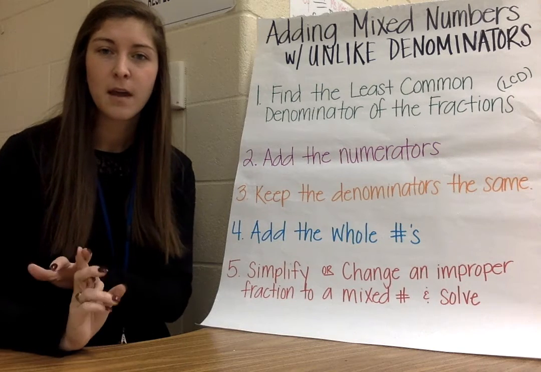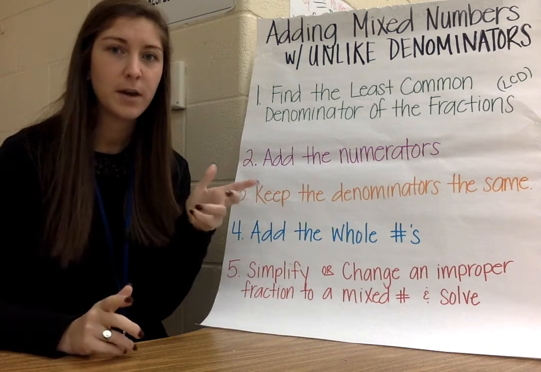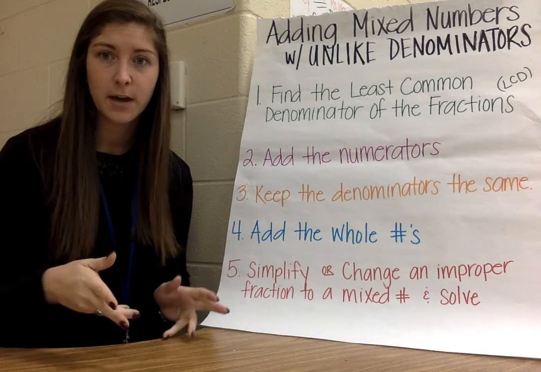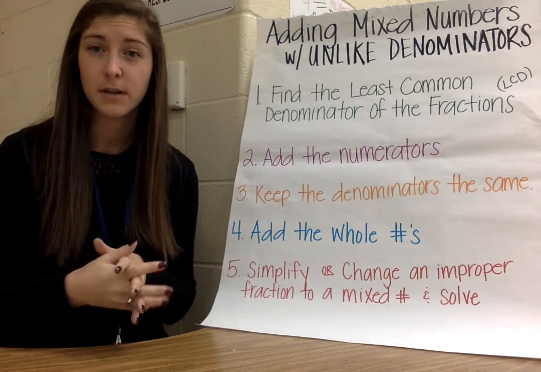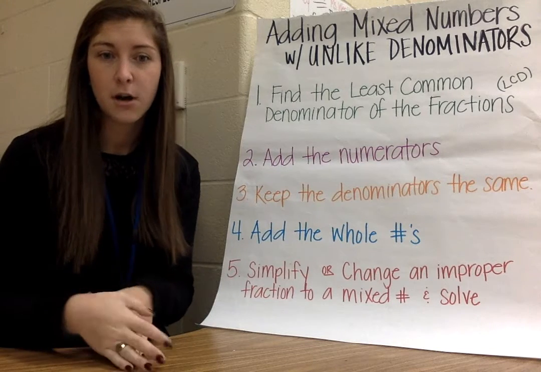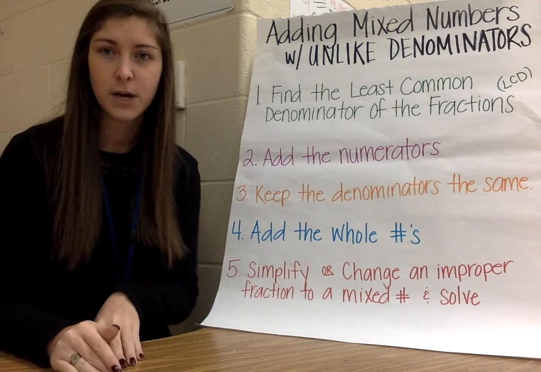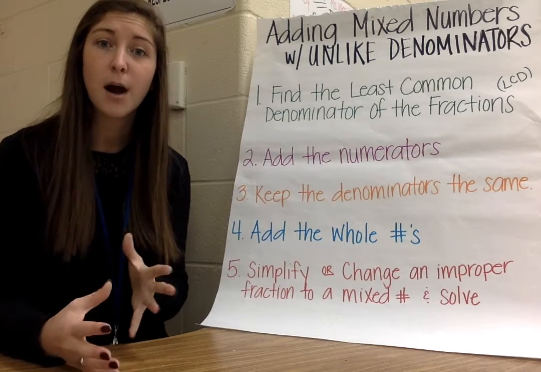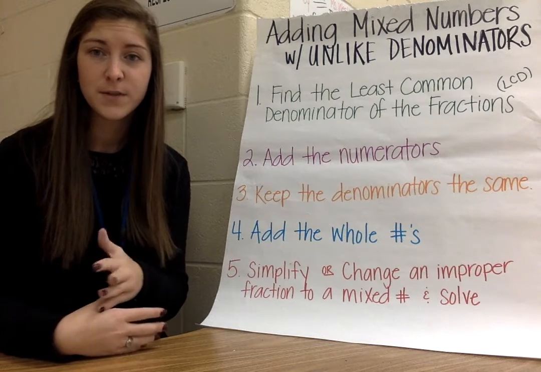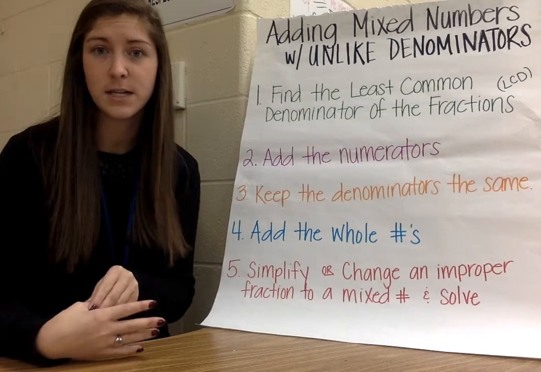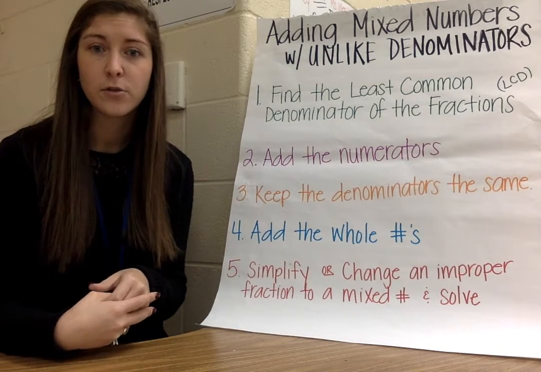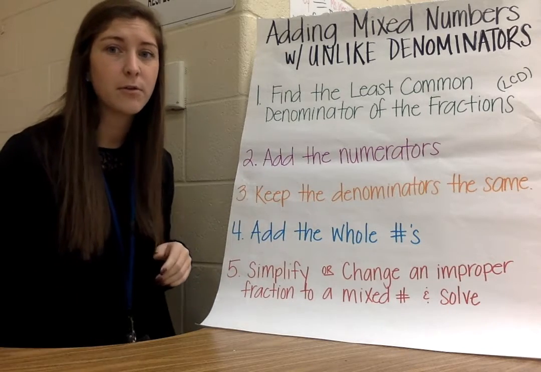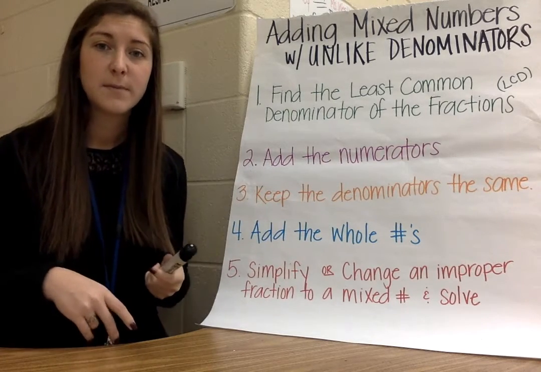Hey 5th grade. Today this video is going to be on adding mixed numbers with unlike denominators. You should have been talking about adding fractions with unlike denominators lately, and we should all know by now that in order to add two fractions with unlike denominators, you must change them and find a common denominator. You must find the least common multiple, or the LCD, the least common denominator, in order to add those two fractions. The same goes for mixed numbers, so we're going to go through just a couple steps for adding mixed numbers with unlike denominators.